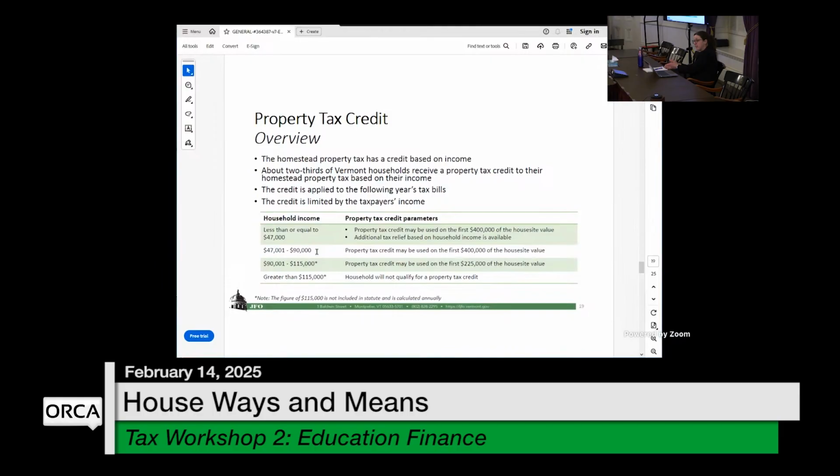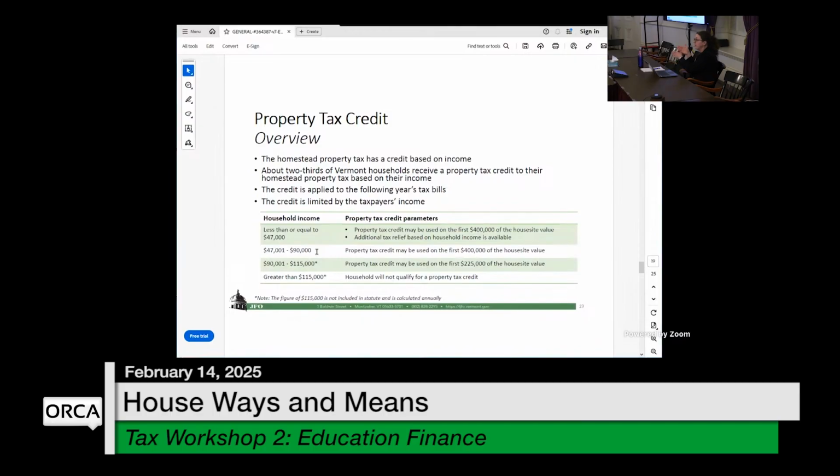Once you hit $47,001 up to $90,000, the circuit breaker no longer exists, and the property tax credit may be used on the first $400,000 of the house site value. Above $90,000, the property tax credit may be used on the first $225,000 of the house site value.